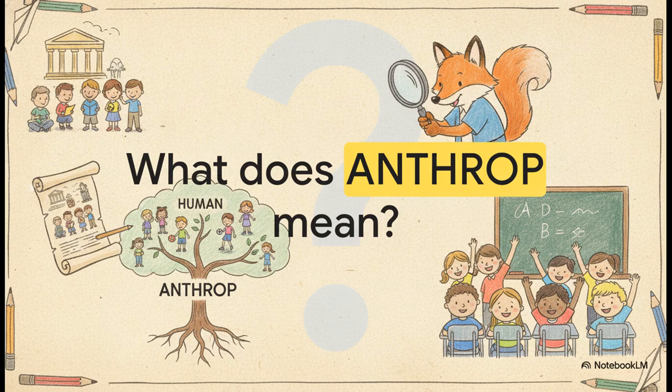So we're kicking things off with a quick interactive quiz just to test your baseline anthrop power. What do you think this root actually means? Is it A, time, B, human, C, sound, or D, water? Take a second, lock in your guess, and let's see just how sharp your instincts are today.